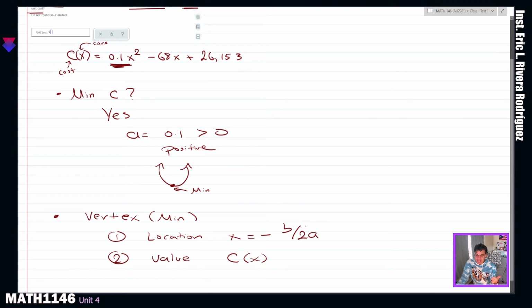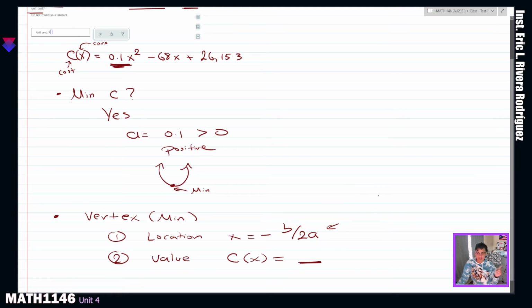So once I get the location, then I can identify the value of the function, the minimum value, by plugging into X what I get here. From step number 1, where we identify the location of the vertex, we use that value in the equation to get the actual value of the function, which in this case is the minimum value. All right, keep that in mind. You have standard form, you need to find the vertex.